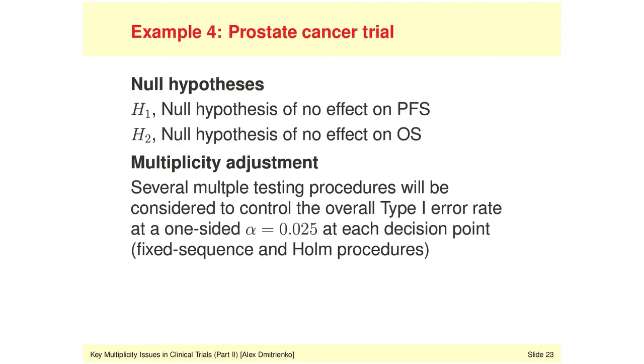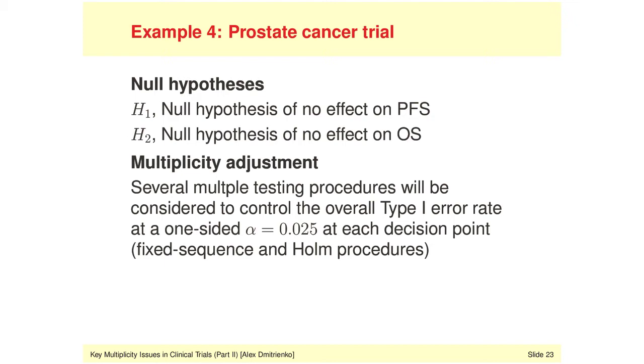To introduce the relevant notation, since we're no longer considering the case of a simple group sequential design, we need to define the null hypotheses of interest. Those null hypotheses are denoted by H1 and H2, and they correspond to the hypothesis of no effect of the experimental treatment on progression-free survival and also on overall survival, respectively.